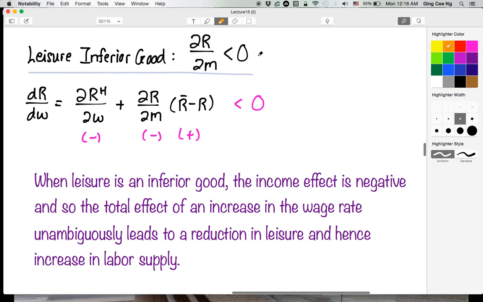The more I work, if my income goes up, and I always want to consume less leisure, then that's going to reinforce. That's going to give me an income effect, which is negative. It's going to reinforce a negative substitution effect. So the overall effect will always be negative. So if leisure is an inferior good, when your wages go up, you're always going to consume less leisure.